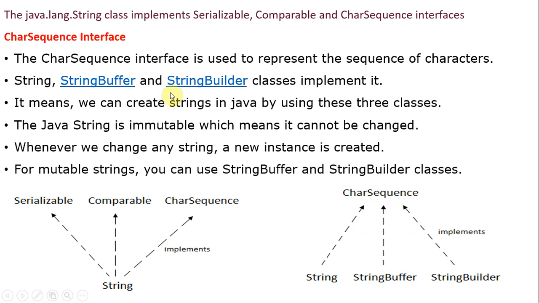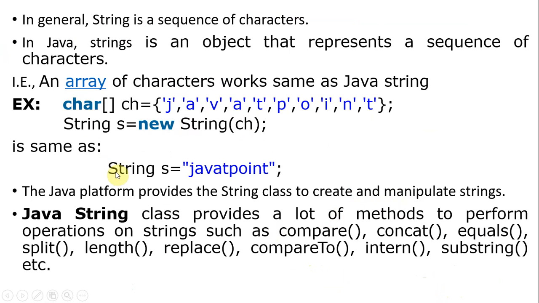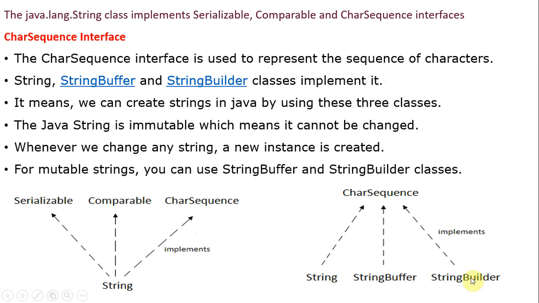Okay, so we can create strings in Java by using these three classes. Either String, StringBuffer or StringBuilder, any one of these. So here we create a String, but instead of String, we can use StringBuffer or StringBuilder also. Any one of these three we can use for creating strings. But we have a difference.